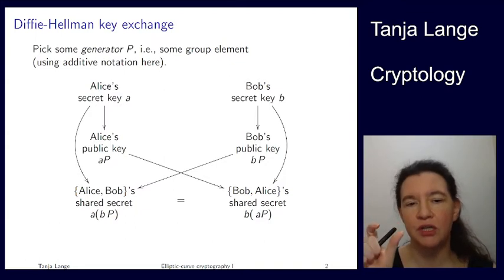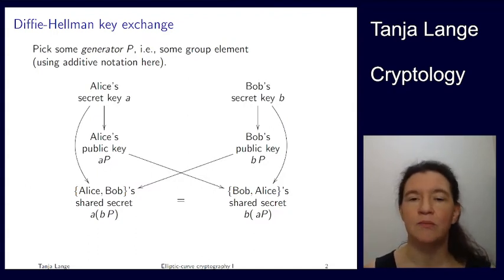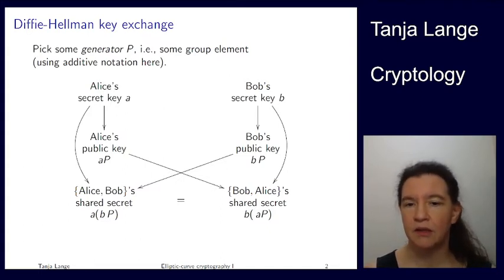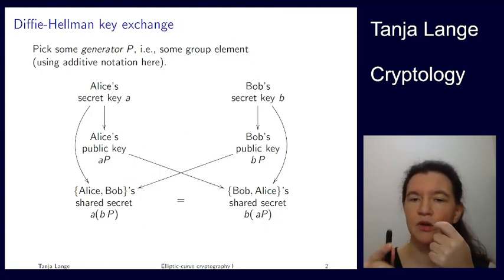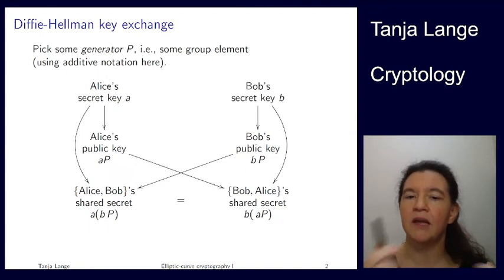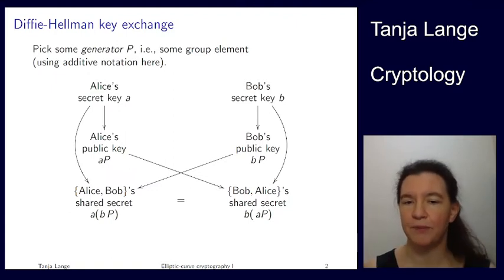So the two integers a and b multiply, and it's that many times, ab times that point. And now Bob can do the same, knowing his secret key b and Alice's public key aP. And so he also gets, well, he gets ba times P, but in the integers it's commutative, so he can flip the order between ab and ba. So both of them now have the ab times P multiple of P.